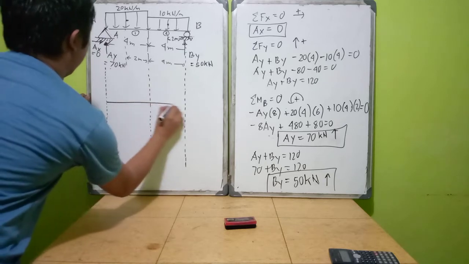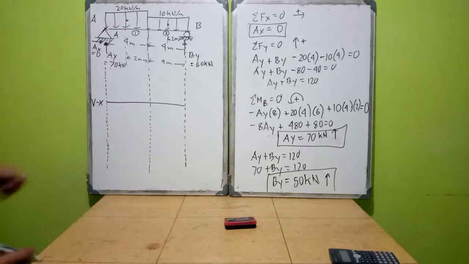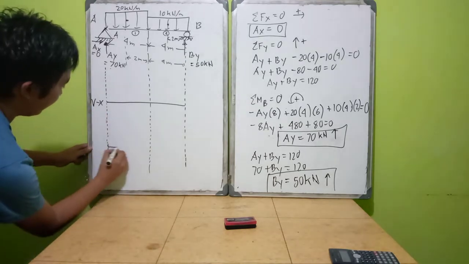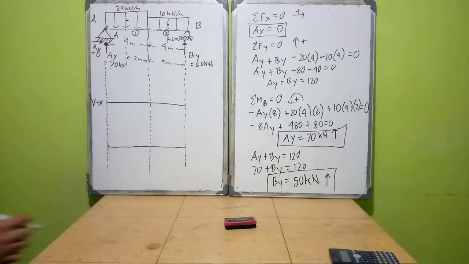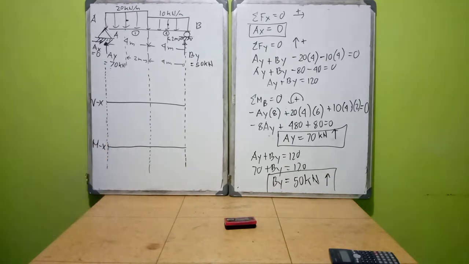So let us assume that this is the zero line of your Vx, and this is the zero line of your Mx, or your shear and moment diagram.